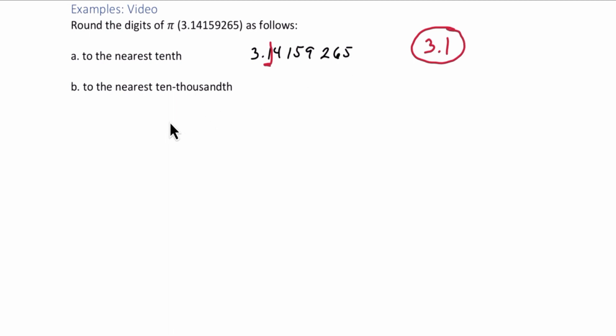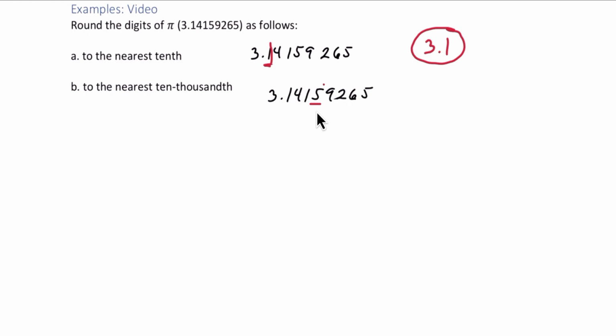Next, we want to round to the nearest 10,000ths. Let's copy the original number. And now locate the 10,000ths position. We have tenths, hundredths, thousandths, 10,000ths. So 5 is the rounding digit.